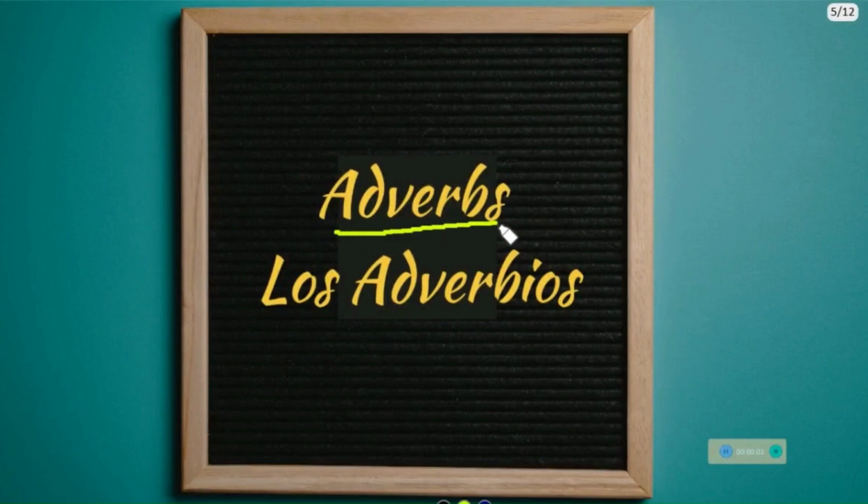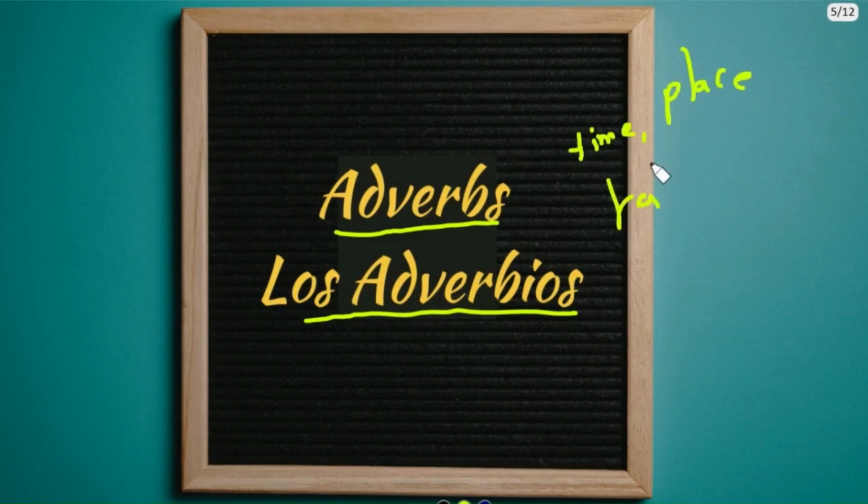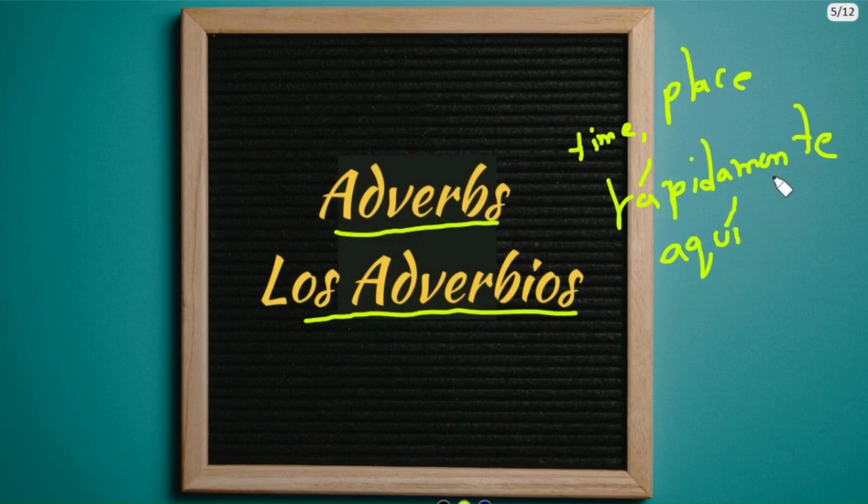Another important part of speech is the adverb. It modifies the verb, adjective, or another adverb and provides us with additional information about time, place, manner, quantity, etc. For example, rápidamente. Rápidamente means quickly. Aquí. Aquí means here. And mucho. Mucho means much. These are some of the adverbs in Spanish. Adverbs help us express our ideas accurately.